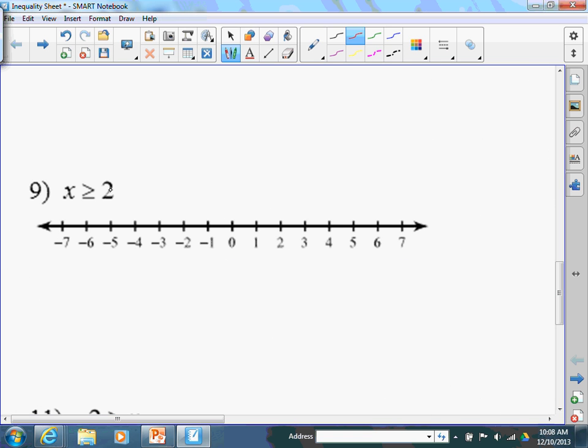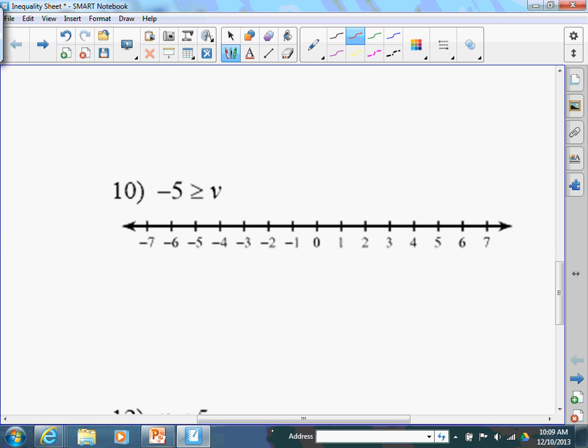Number 9. Is my variable on the left? Is there a negative number in front of or below? Okay, so I'm ready to solve it. Open circle or closed circle? On what number? Shade right or shade left?